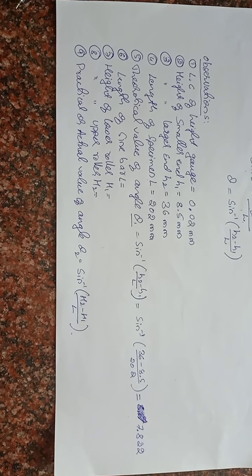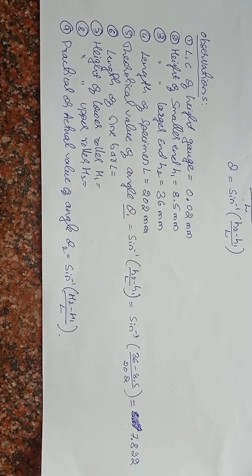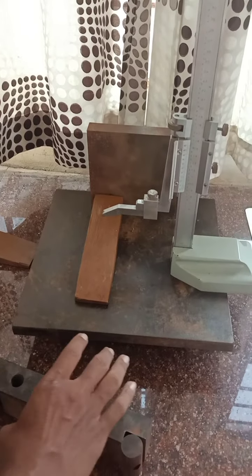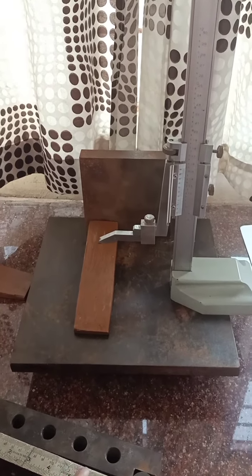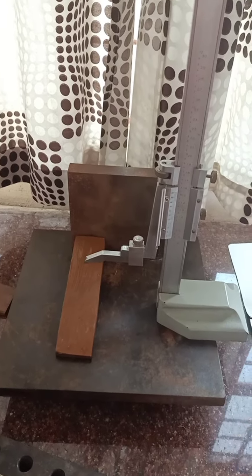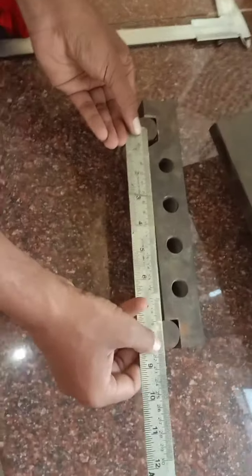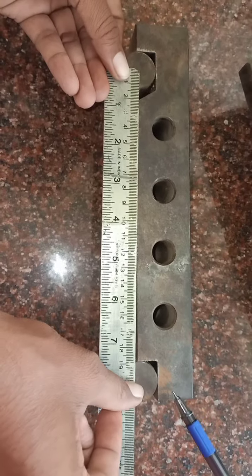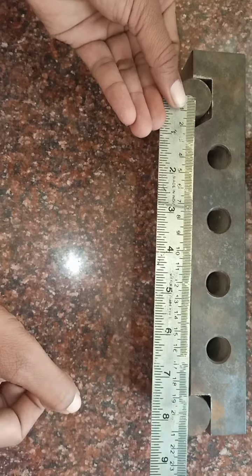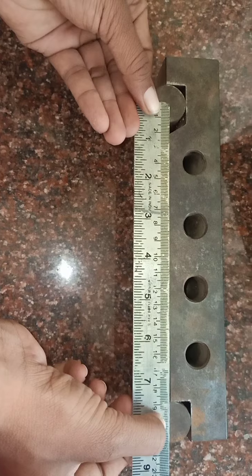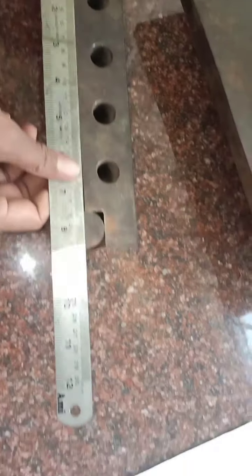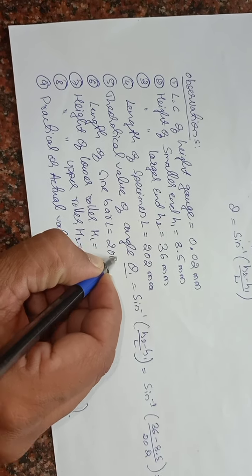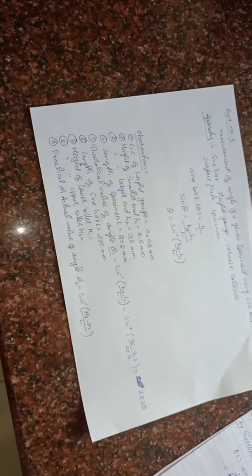Now we should find the practical values. The same thing we are finding practically. First we place the specimen on the surface plate. Now we measure the length of the sine bar, from one roller to the other roller, that is center to center. The length is the standard 200 mm, so in the observation write 200 mm as the length of the sine bar.